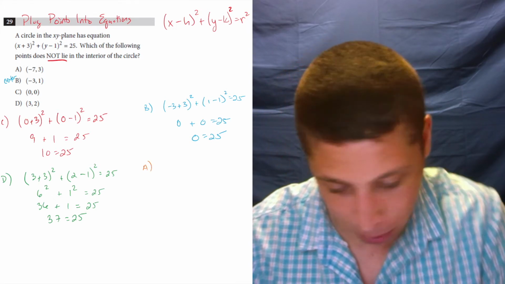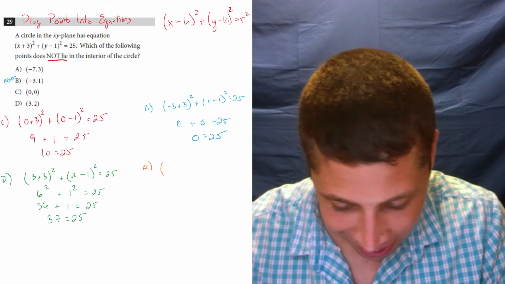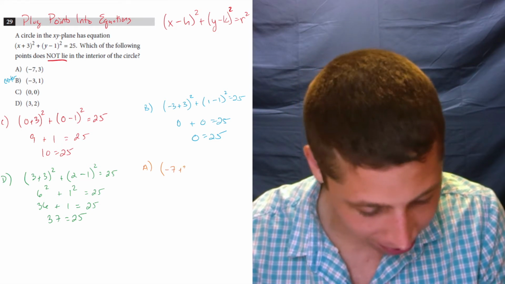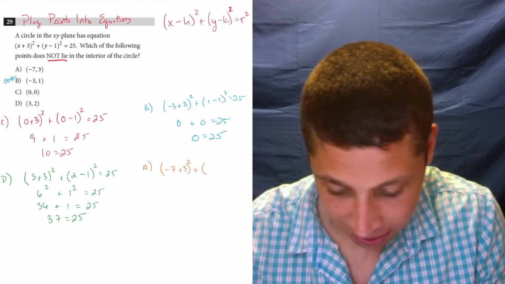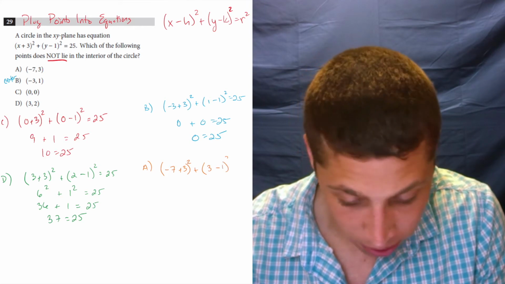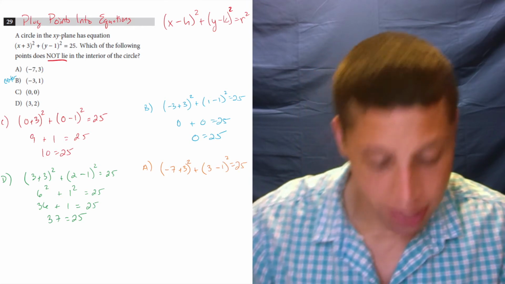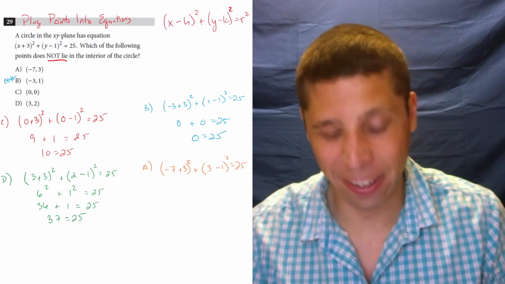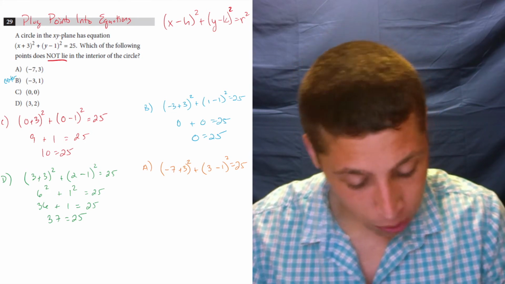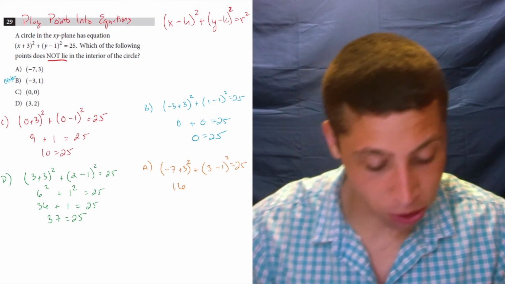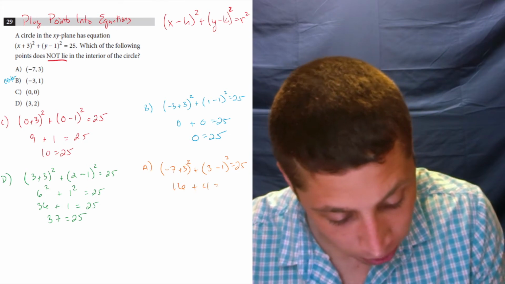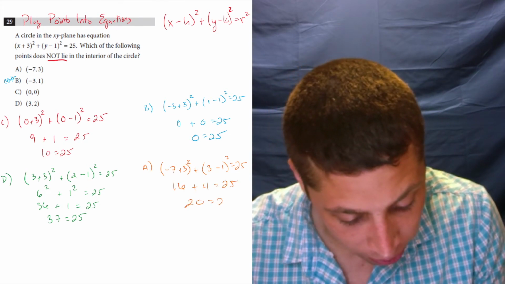I know I'm kind of all over the place with the points, but negative 7 plus 3 squared plus 3 minus 1 squared is equal to 25. Negative 7 plus 3 is negative 4. Negative 4 squared is 16. 3 minus 1 is 2. 2 squared is 4. And so we get now 20 equals 25.